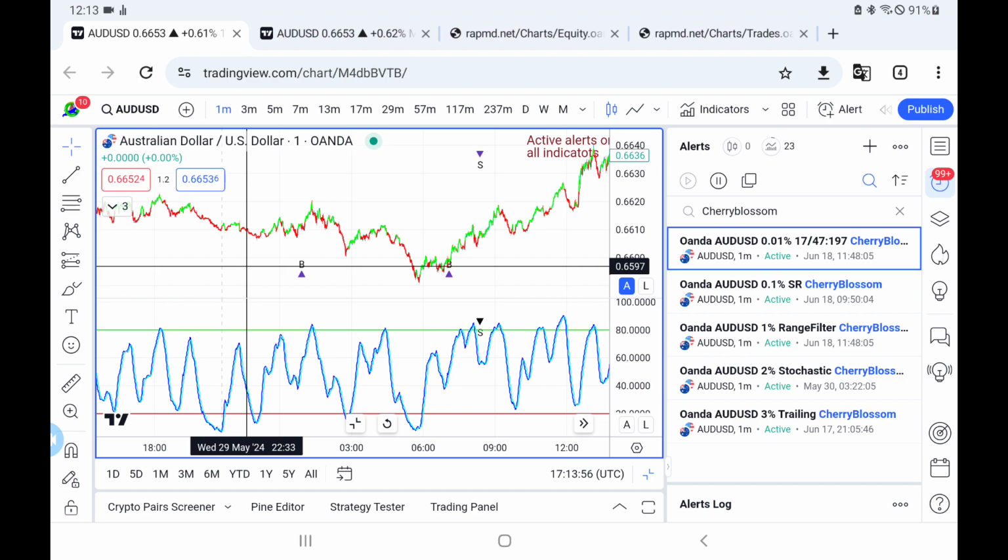So now we see the first 4 layers as they are listed here. Let's look at the 5th layer, the 3% trailing size.